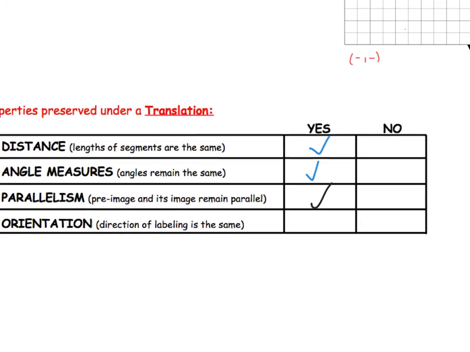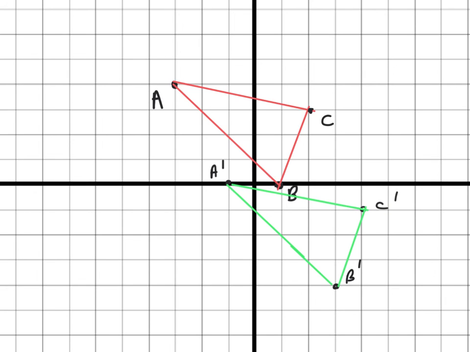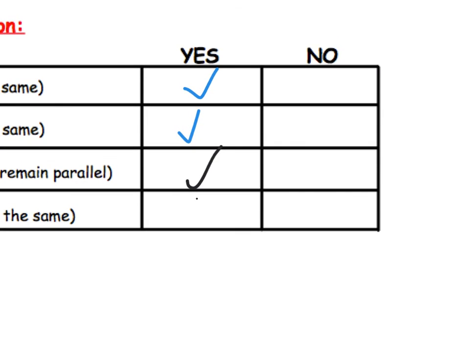And last but not least, my orientation. I'm asking you, is my A still to the left of my C? Yeah, it is. Is my B still downstairs? Yep, it is. So my orientation is also preserved as well.